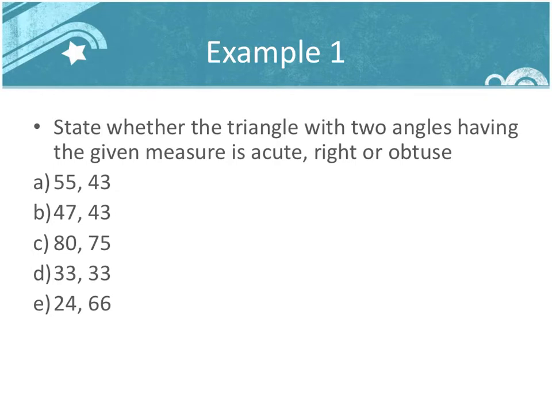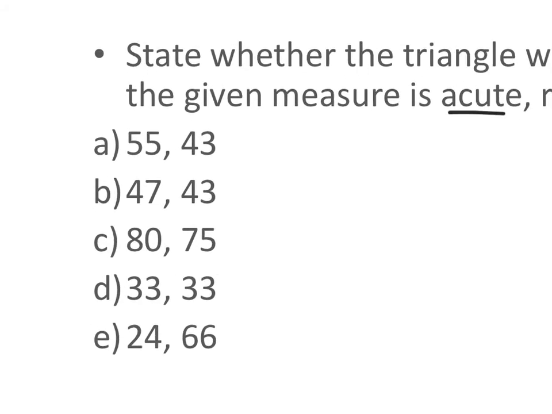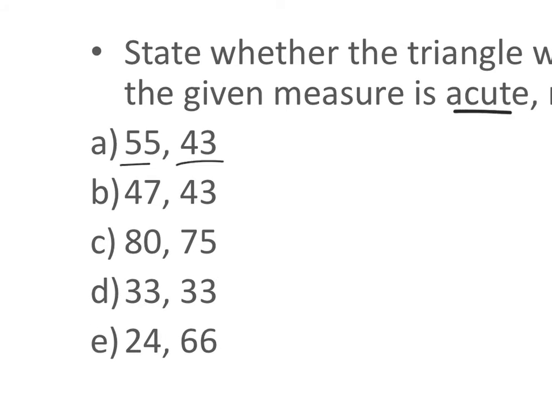All right. State whether the triangle with two angles having the given measure is acute, right, or obtuse. Talk to me about why it would be a terrible idea to classify these triangles based on only two angles. Why would the third one matter? If I see 55 and 43, those are both acute angles, so why can't I just call it acute? What if the third one is a right angle? What if the third one was an obtuse angle? These are all things that we have to look at.